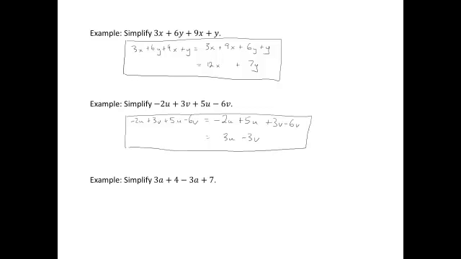Example, simplify 3a plus 4 minus 3a plus 7. First we rearrange 3a minus 3a. Remember that the negative sign is associated with the second 3a. Plus 4 plus 7. 3a minus 3a is not a. 3a minus 3a is 0. Plus 11, which we can just write as 11.